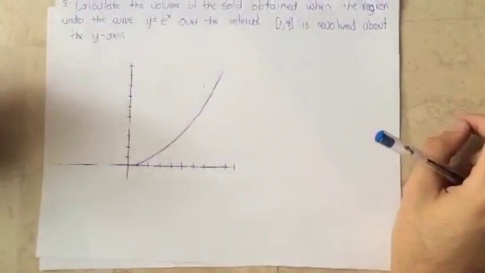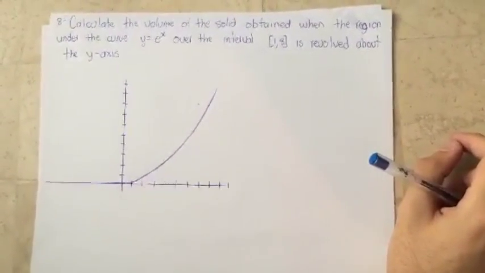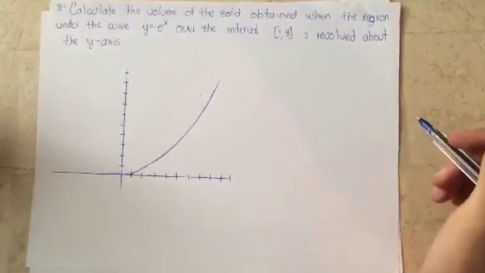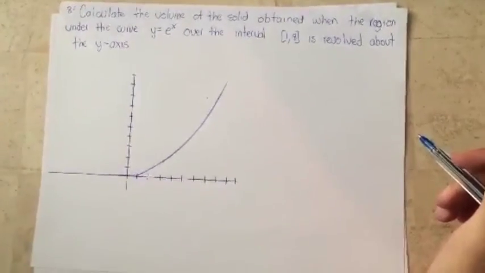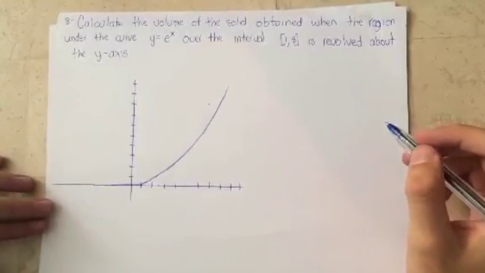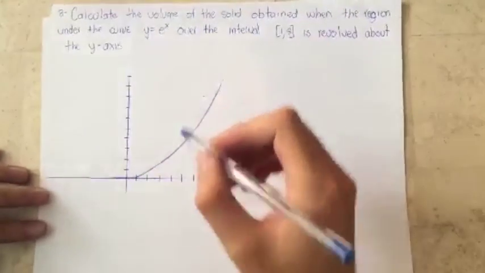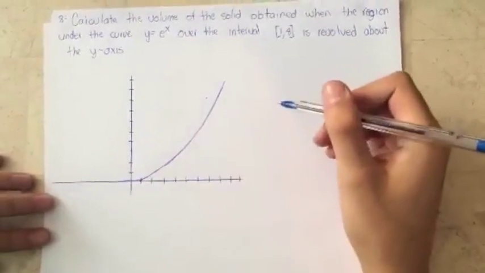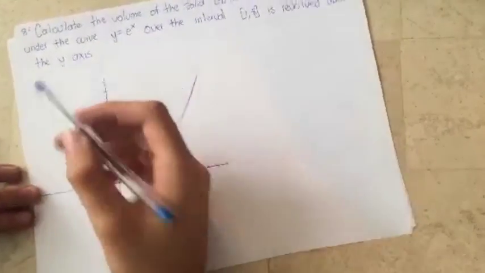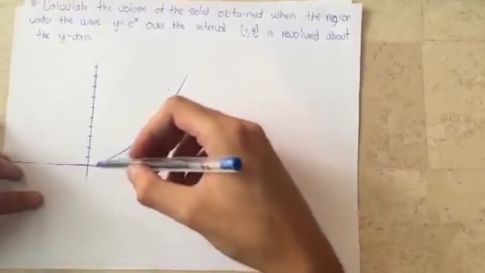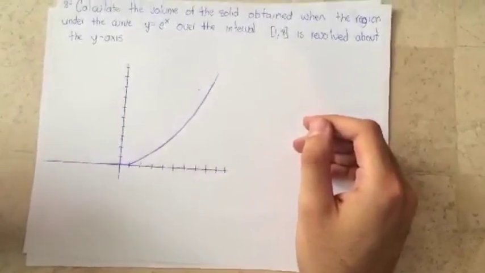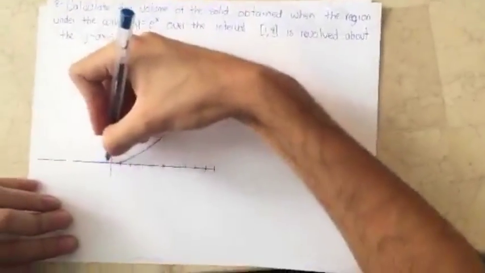Problem number 8. Calculate the volume of the solid obtained when the region under the curve y equals e to the x over the interval 1, 8 is revolved about the y-axis. So the function y equals e to the x is like this, and the interval is 1 and 8. Because we graph in the y-axis, the reflection is like this. If we do it in the x-axis, it will be like this.